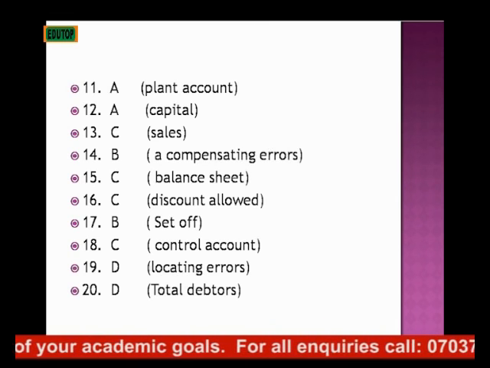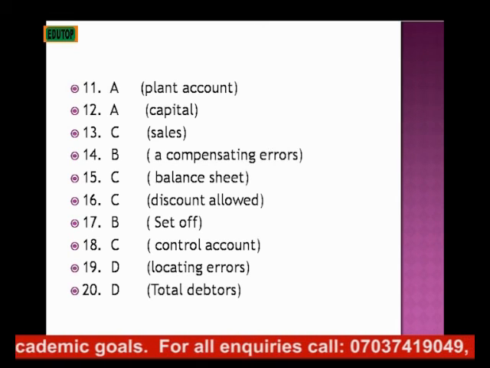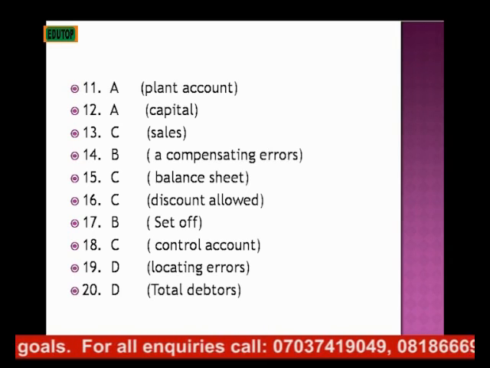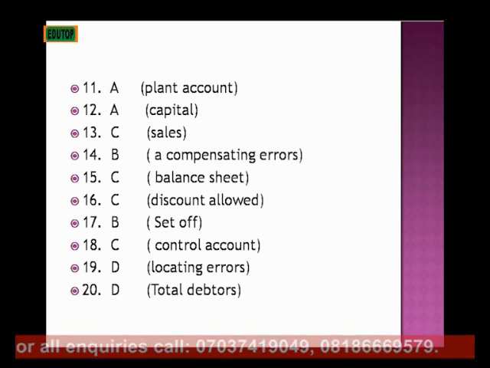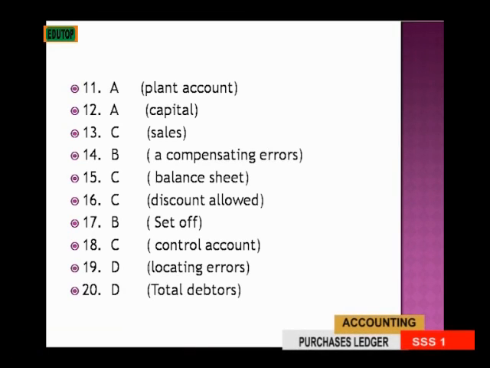So it can be called total debtors, because the balance at the end of the day shows the total amount that the customers are owing. Question 20, the answer is option D, which is total debtors. So that is it about the questions and the answers.